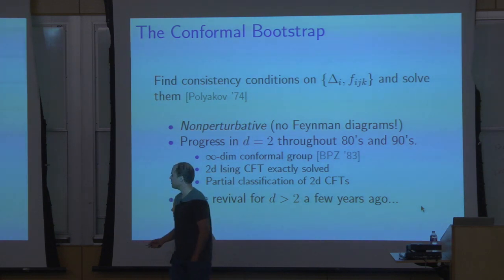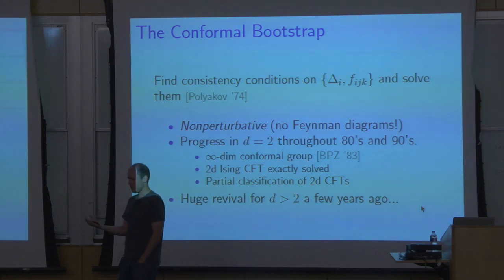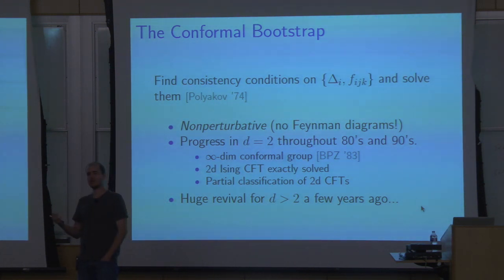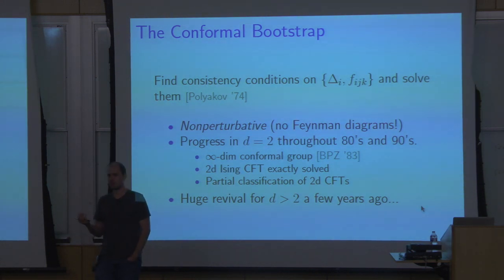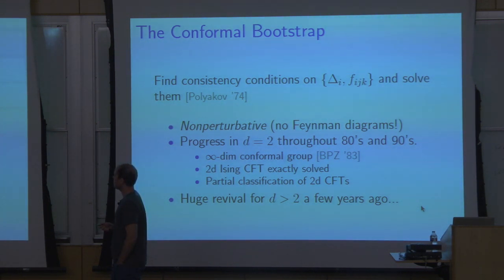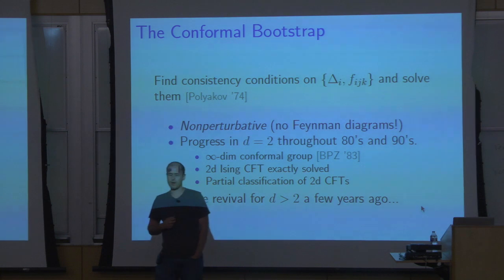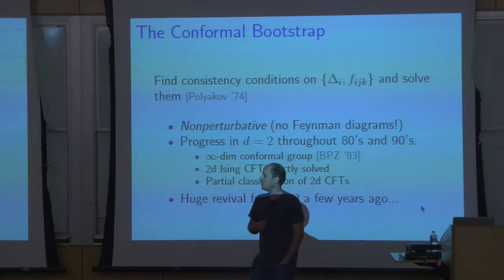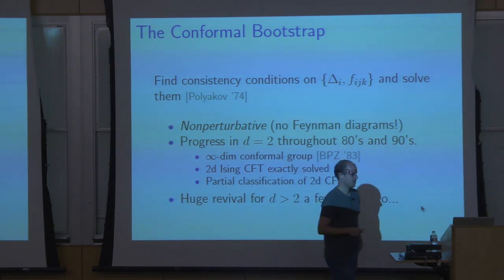was exactly solved. Now, the 2D Ising model itself, not just the CFT, was previously solved by Onsager. But the bootstrap approach is much simpler and qualitatively different, and suffices if you just want to learn about the critical point. So the bootstrap, that's sort of the poster child for the bootstrap approach. You can solve the 2D Ising model. And there's a partial classification of 2D critical points using this approach. But there really wasn't much progress on higher dimensional critical points for a long time, until a few years ago, when a huge revival began.